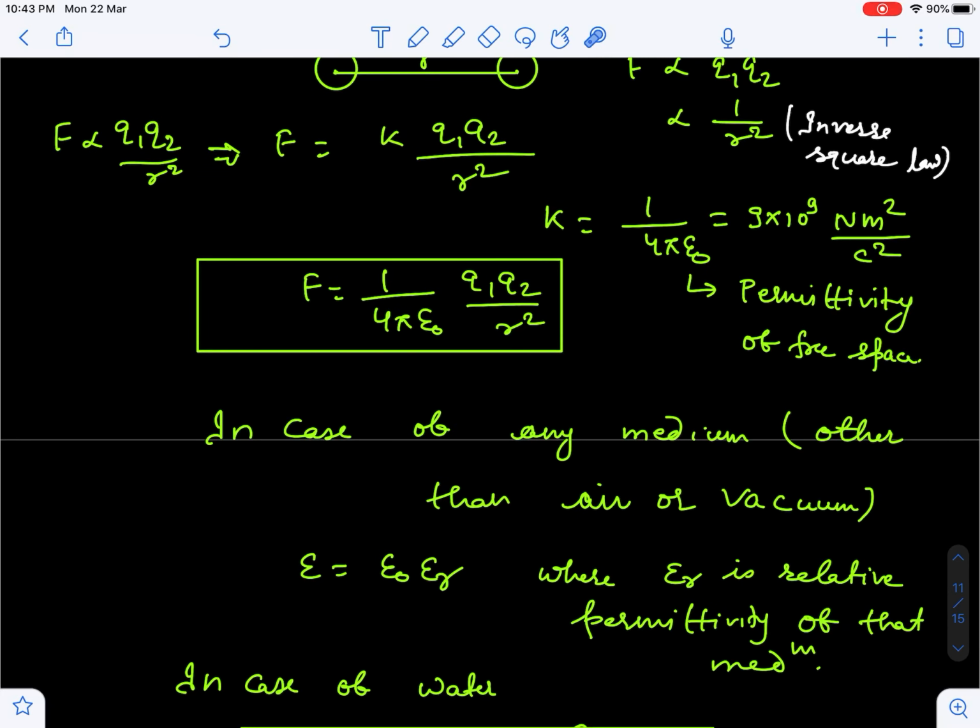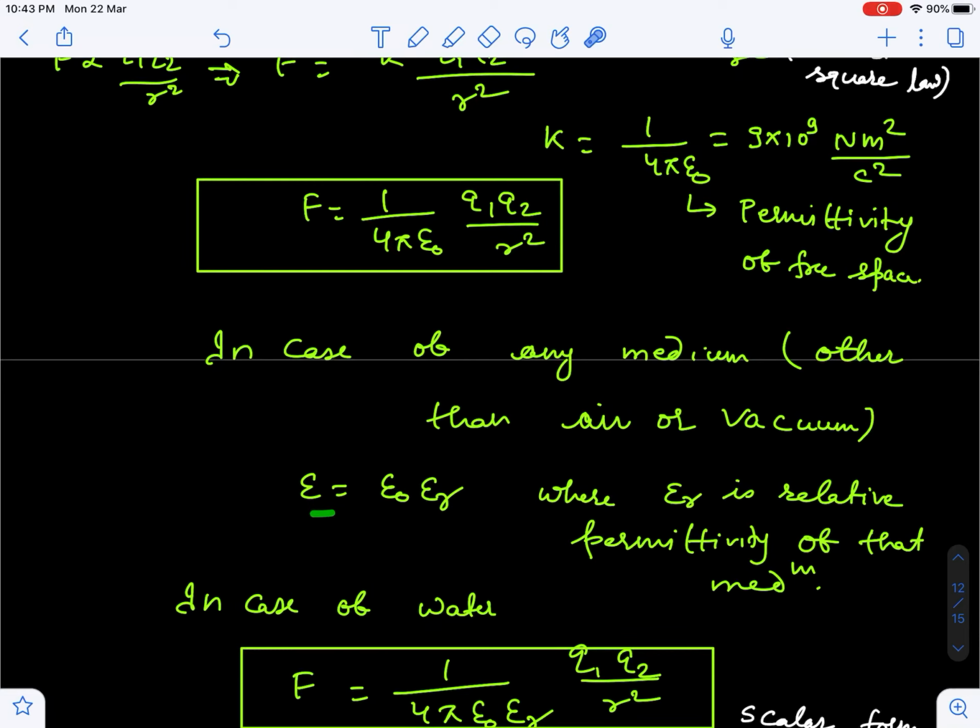But guys, one thing you have to keep in mind: in case of any other medium, suppose you have taken these charges in water other than air or vacuum, what will happen? Epsilon can be written as epsilon naught into epsilon R. This epsilon R is the relative permittivity of the medium. Like, suppose the permittivity of water is given, then you have to multiply by this epsilon R to get the force.